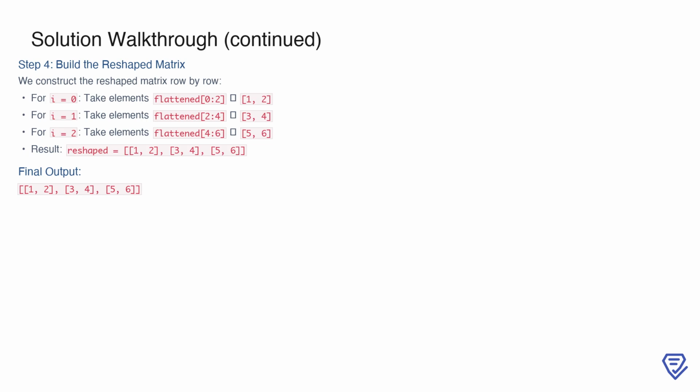For the first row, we take the first 2 elements from the flattened list, which are 1, 2. For the second row, we take the next 2 elements, 3, 4. Finally, for the third row, we take the last two elements, 5, 6. Combining these rows, the reshaped matrix becomes 1, 2, 3, 4, 5, 6. This matches the desired 3 by 2 structure. The final output of this example is the reshaped matrix 1, 2, 3, 4, 5, 6.